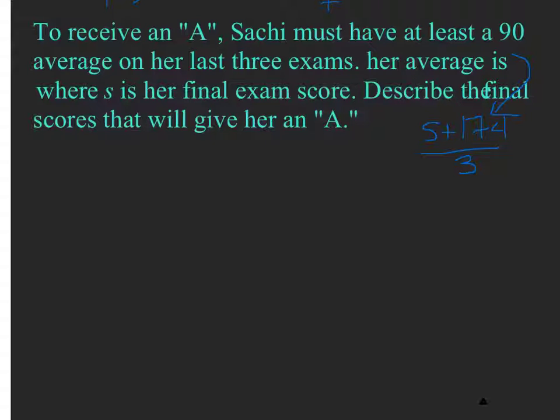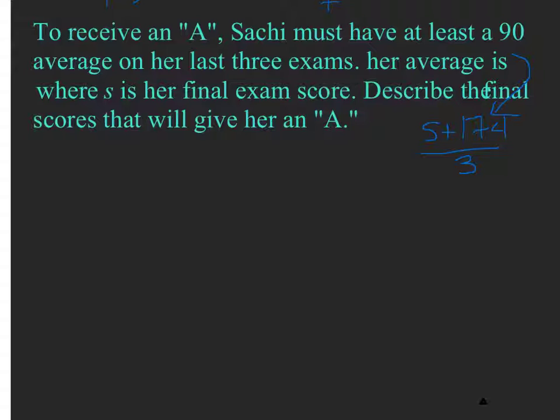All right, so I finally figured it out. There was a little translation that didn't come in. So it's supposed to say: To receive an A, Saki must have at least a 90 average on her last 3 exams. So again, we talk about an average being adding up her scores and dividing by how many there are. There are 3 of them, so we're going to divide by 3. Her average is S plus 174 divided by 3.